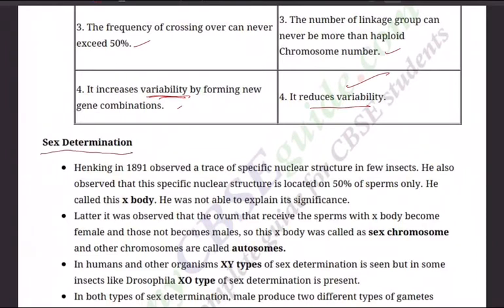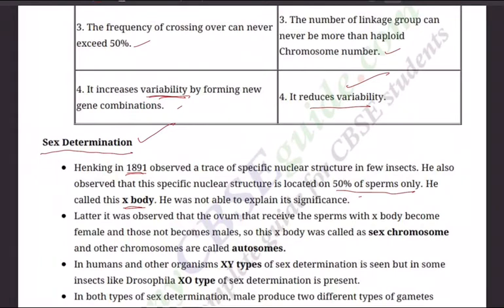Now we go to another concept, moving on to sex determination. How the sex of the individual will be decided. Henking in 1891 observed a trace of a specific nuclear structure in a few insects. He also observed that this specific nuclear structure is located in only 50% of the sperms. He called this the X body. He was not able to explain its significance. Obviously, it is 1891, remember? So that's why he could not explain.